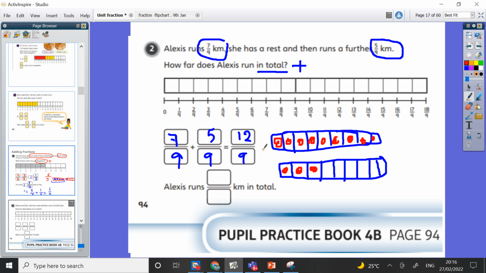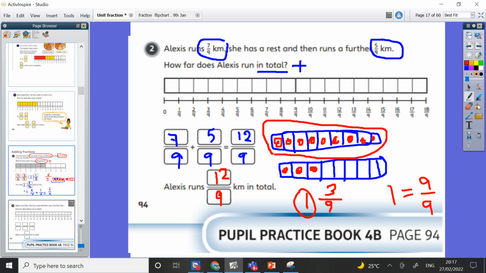So actually I have shaded one whole, because this is one whole bar. I can write it as one whole bar and 3 out of 9. So actually here I have to write the total, which is 12 out of 9. But if I want to write it as a mixed number, I can say 1 whole and the remaining 3 out of 9. Here the one is actually equal to 9 over 9. So 9 parts, plus 3, is 12 parts. Hope you understand.